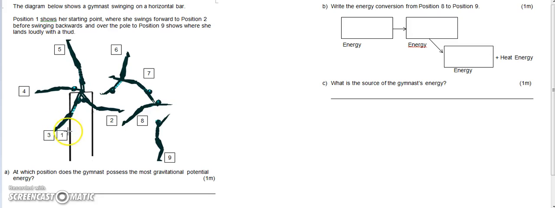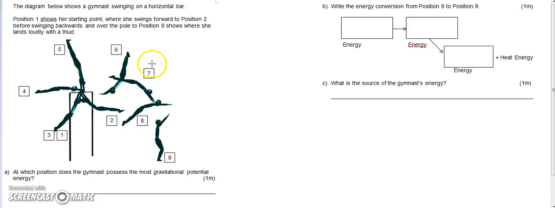So basically she flips this way, 1 to 2, and then goes to 3, and then to 4, and then to 5, to 6, to 7, to 8, to 9. So one more time. From here she swings forward first, and then she lets herself move all the way back, and then falls to the ground. Okay? Alright, so at which position does the gymnast possess the most gravitational potential energy?